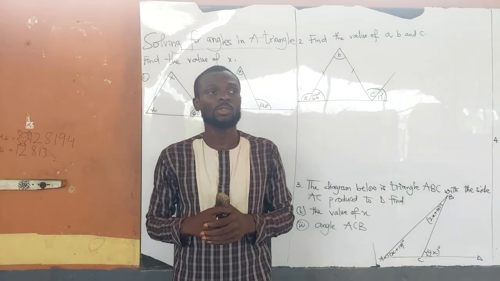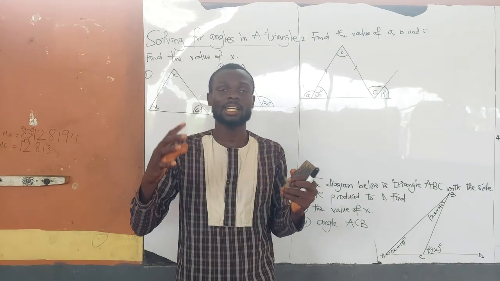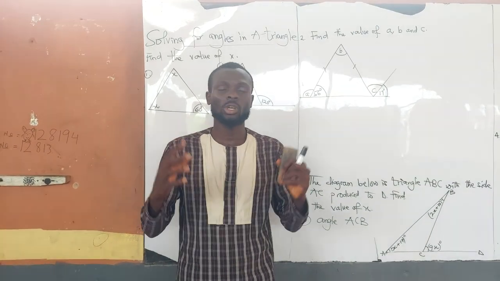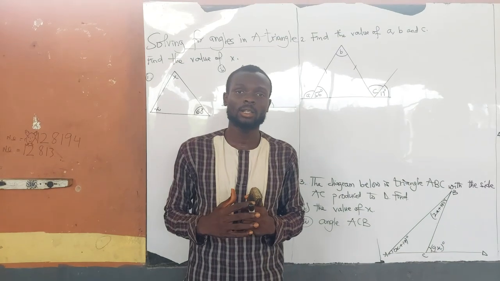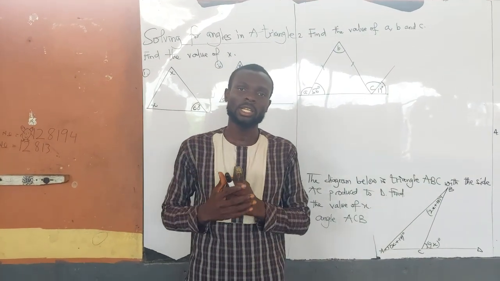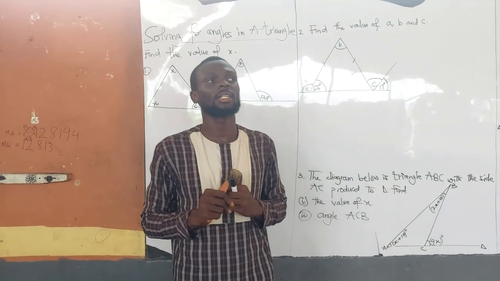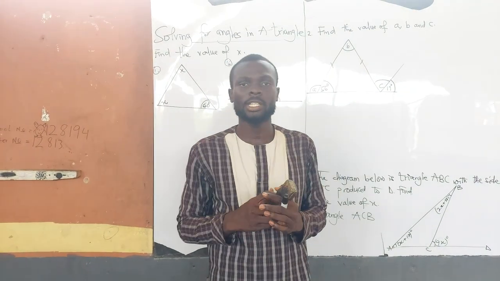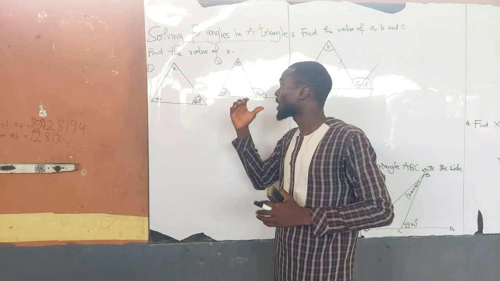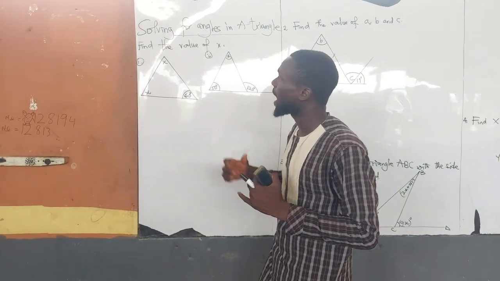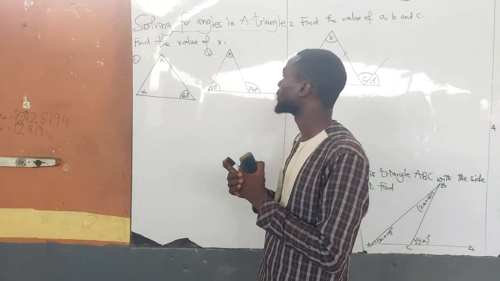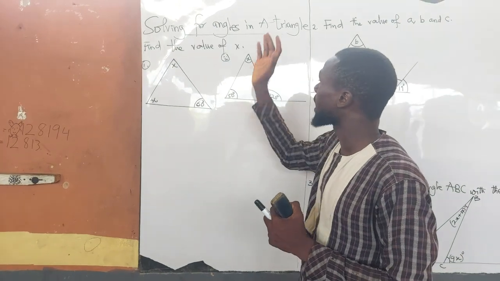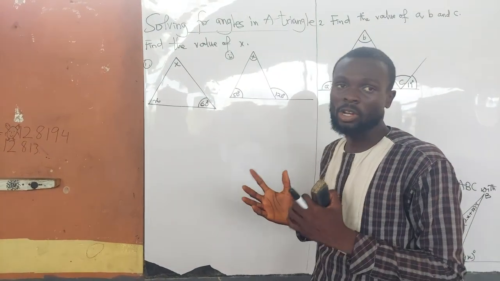Last time when we met, we looked at angles, that is angles in triangles. And we talked about the types of angles and how to calculate for any given angle in a triangle. Today, we want to look at some solutions and see how we can solve for angles in a triangle. So we are looking at solving for angles in a triangle.